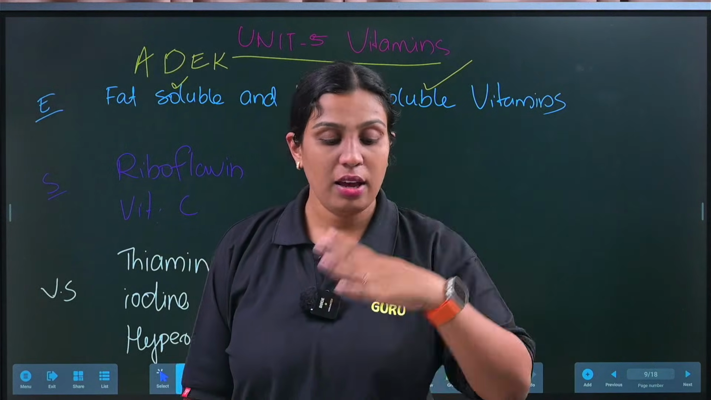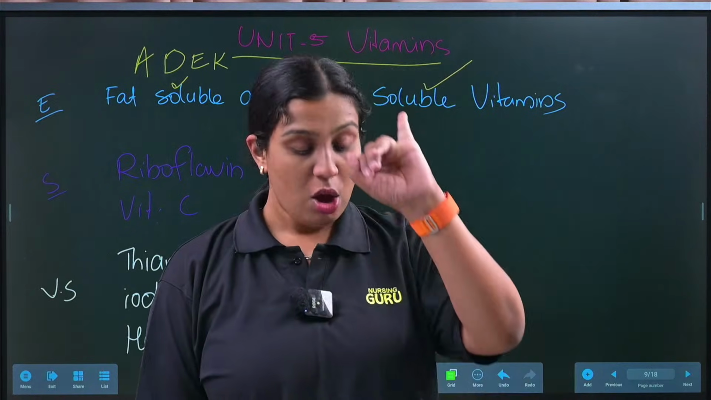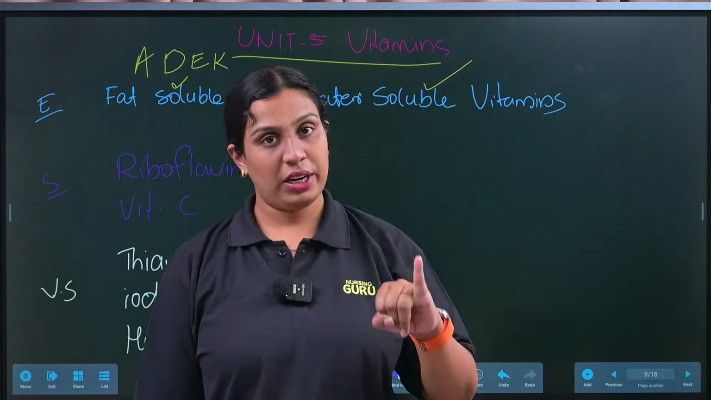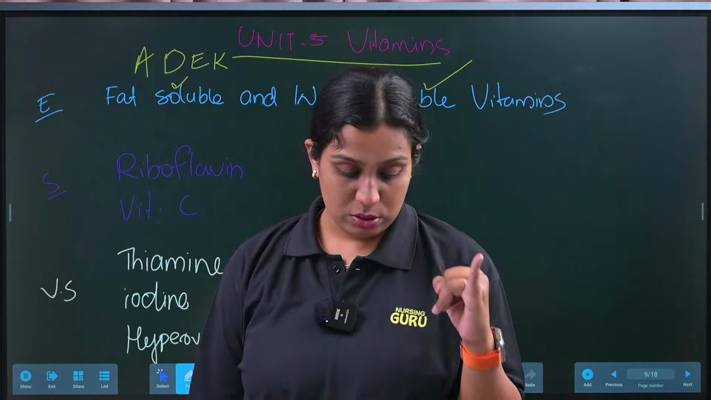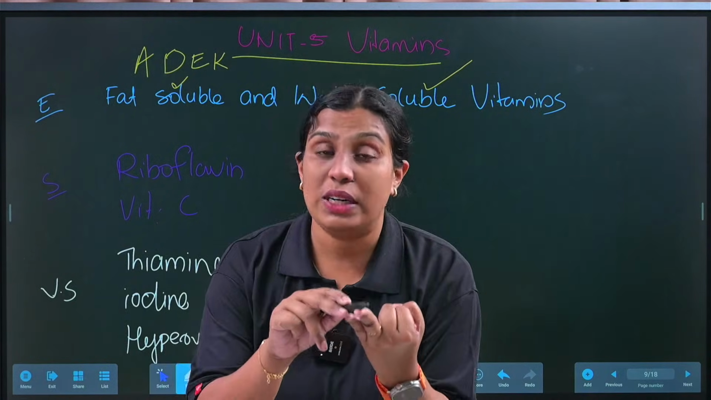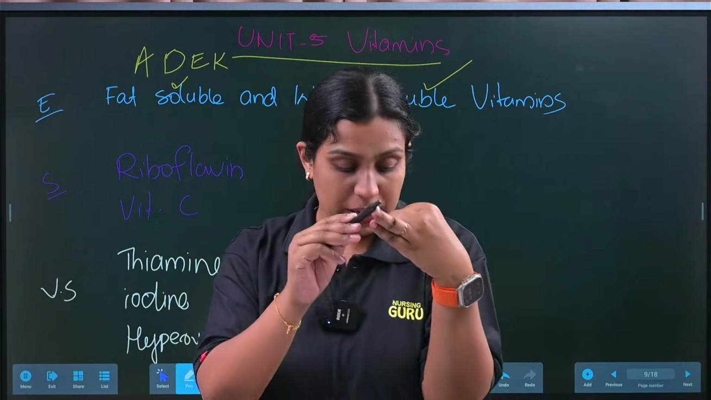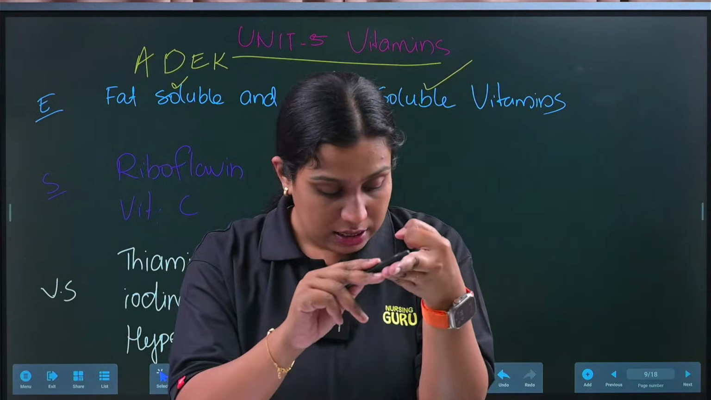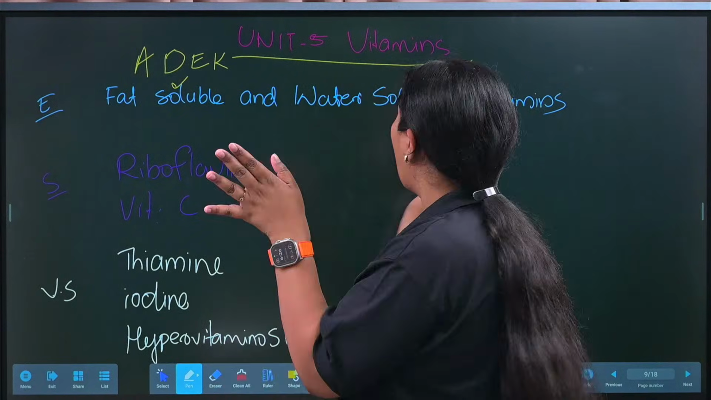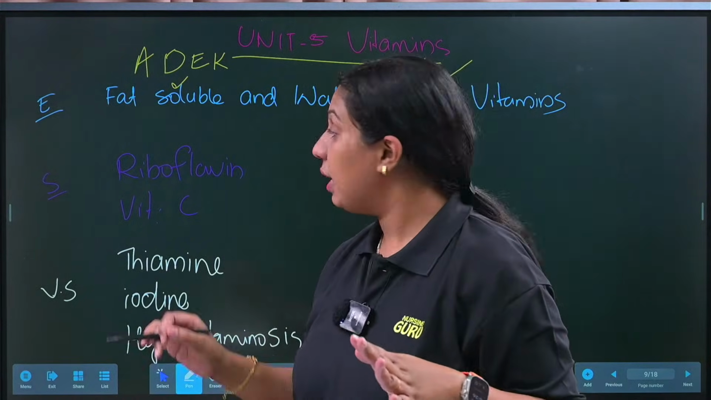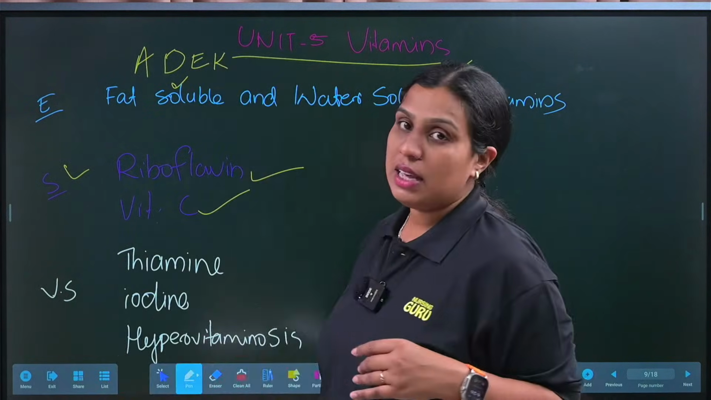Water soluble vitamins include vitamin B1, otherwise known as thiamine. That is important, as a short answer question may be asked like that. Next is vitamin B2. What is the name of B2? That is riboflavin. Next is nicotinic acid, then vitamin B6, then vitamin C. These are the important water soluble vitamins. Clear? For the short answer question, we can also expect riboflavin and vitamin C.